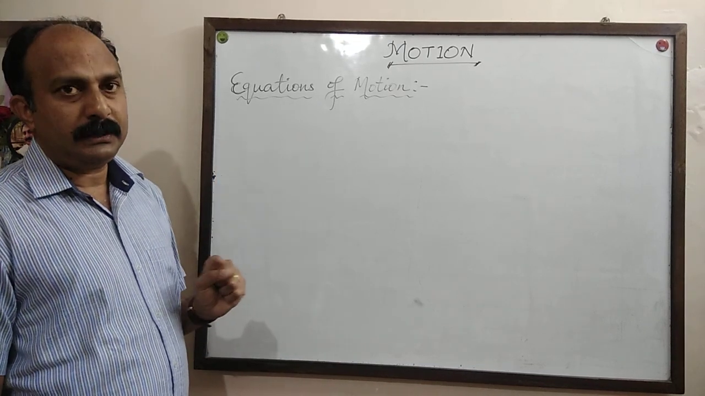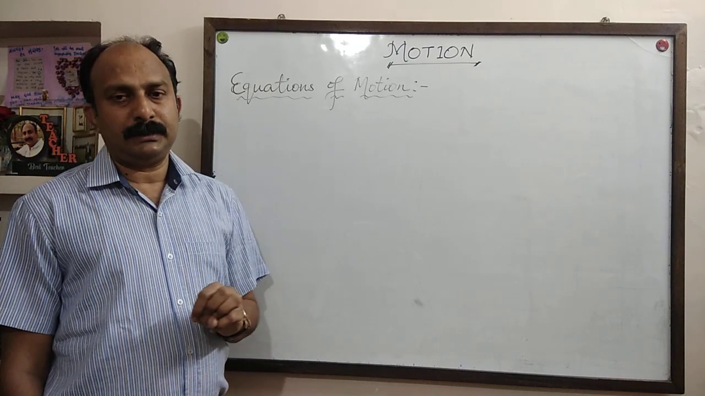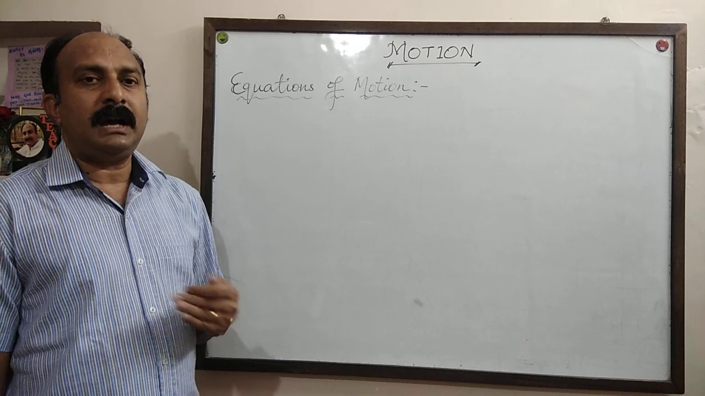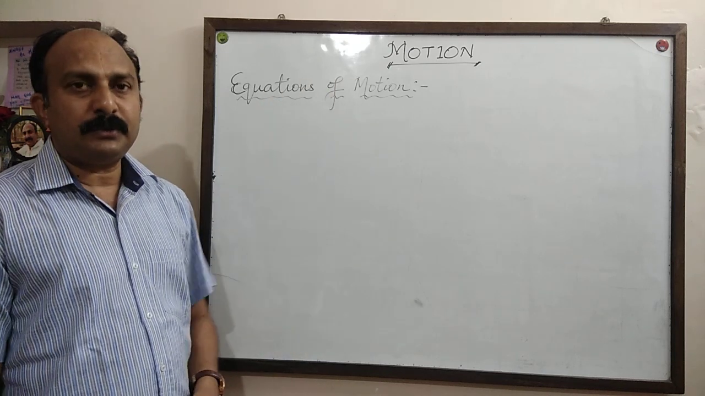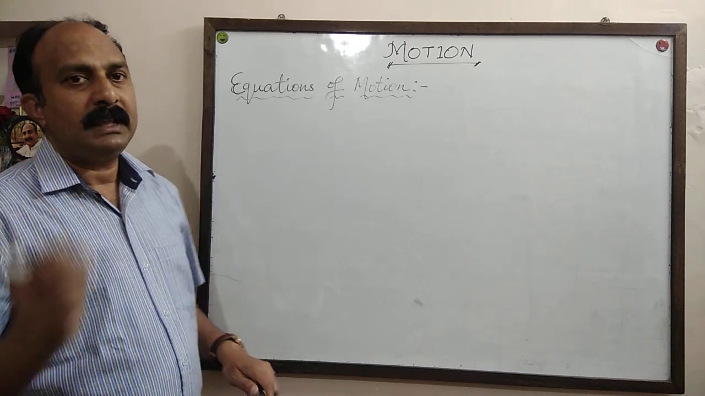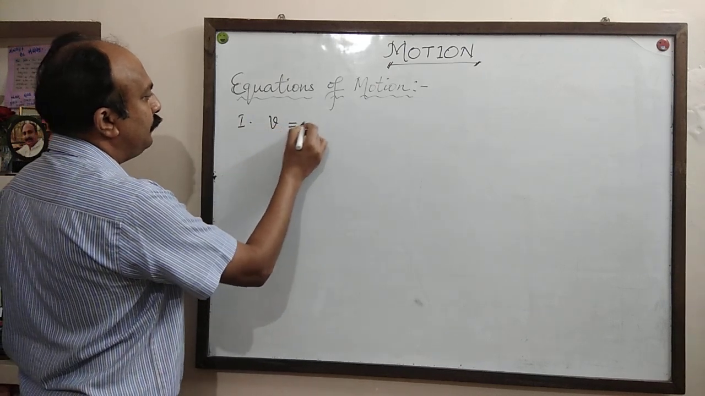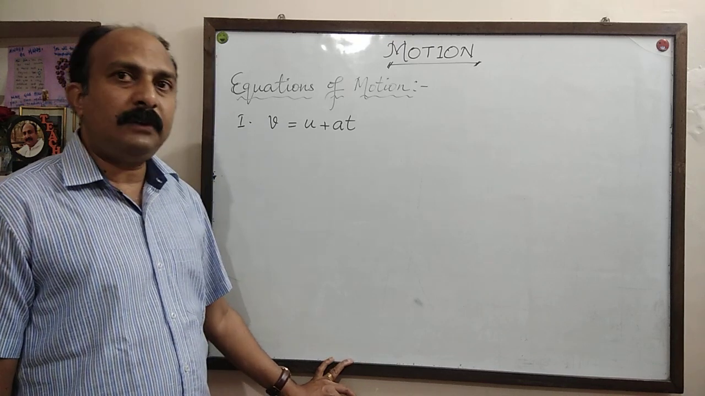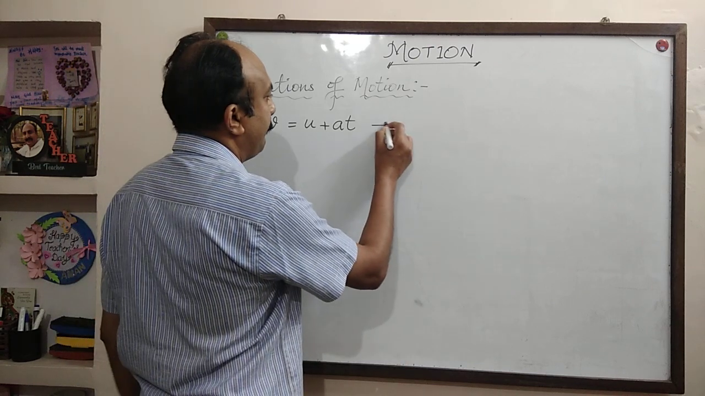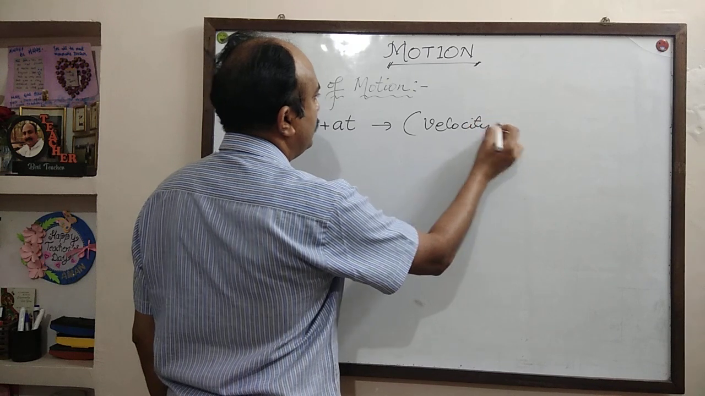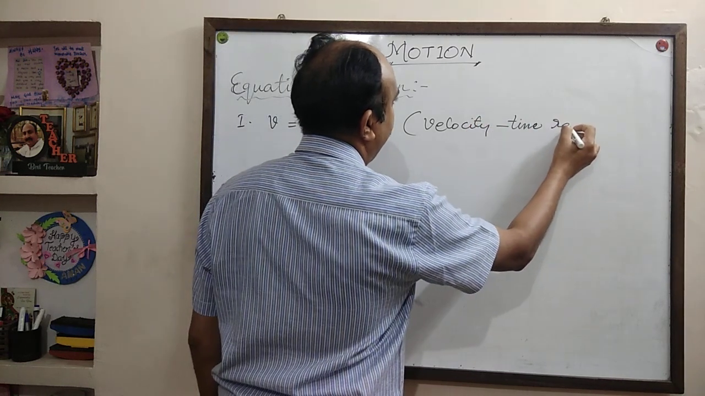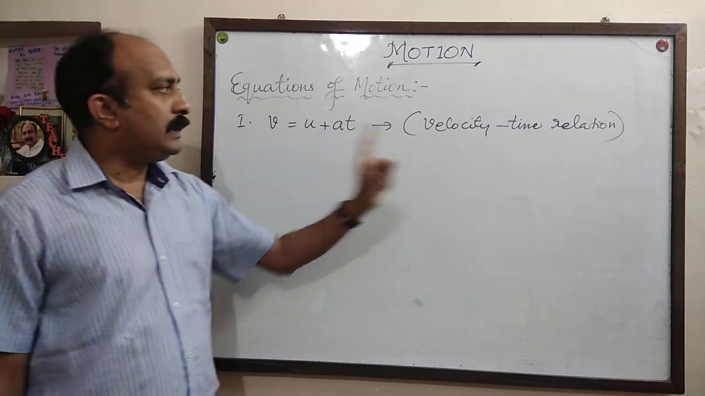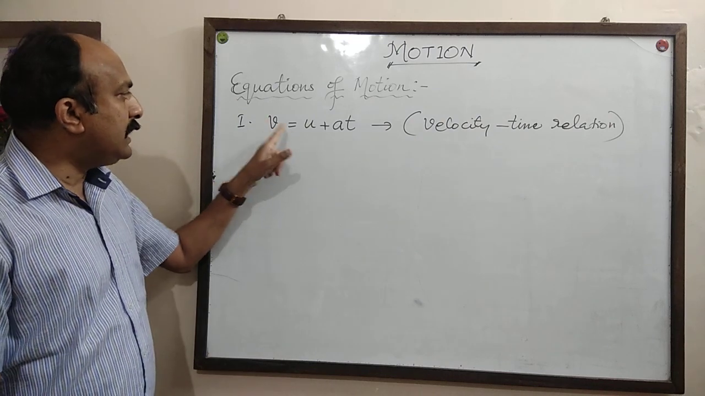Now the next point is very important. There are 3 equations of motion. As long as you study physics, these equations of motion are very important. These equations of motion are derived by Newton, so they are also known as Newton's equations of motion. The first equation of motion is V is equal to U plus AT. This first equation of motion is also known as the equation for velocity-time relation. Normally it is known as the first equation of motion.